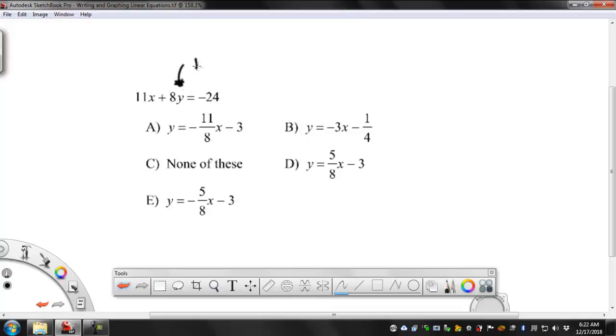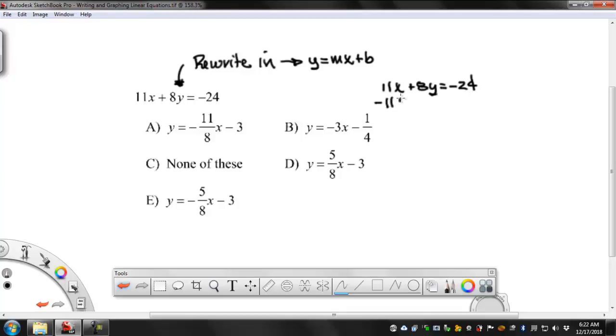Welcome. This video will show us how to take an equation that's in standard form and rewrite it in slope-intercept form. Now remember, slope-intercept form is where we have the y isolated by itself, the slope times this x variable plus b, so it has to be in y equals mx plus b form. So let's go ahead and take the equation 11x plus 8y equals negative 24.